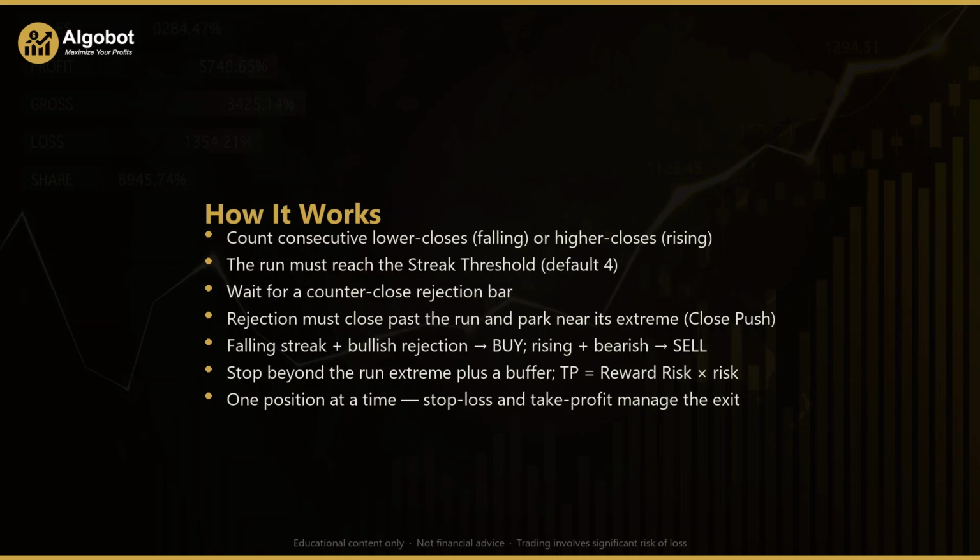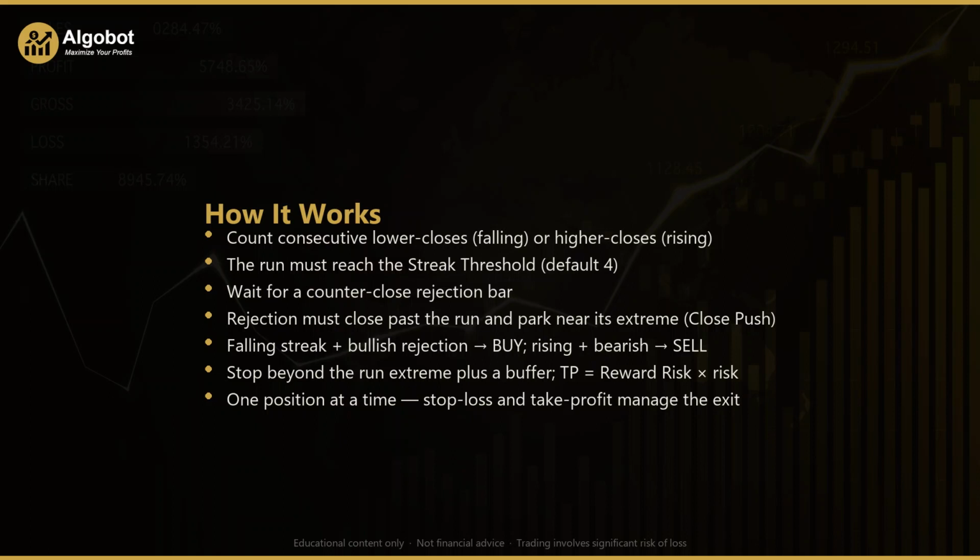The mirror image applies for shorts: a rising streak, followed by a bearish rejection bar that closes below the run and parks near its low, signals a sell. Now for risk. The stop loss sits just beyond the structural extreme of the entire run, the lowest low for a long, or the highest high for a short. It's then buffered by the stop buffer parameter, a fraction of the average candle range across the streak, which by default is 25%. That keeps the stop a sensible distance beyond the wick.